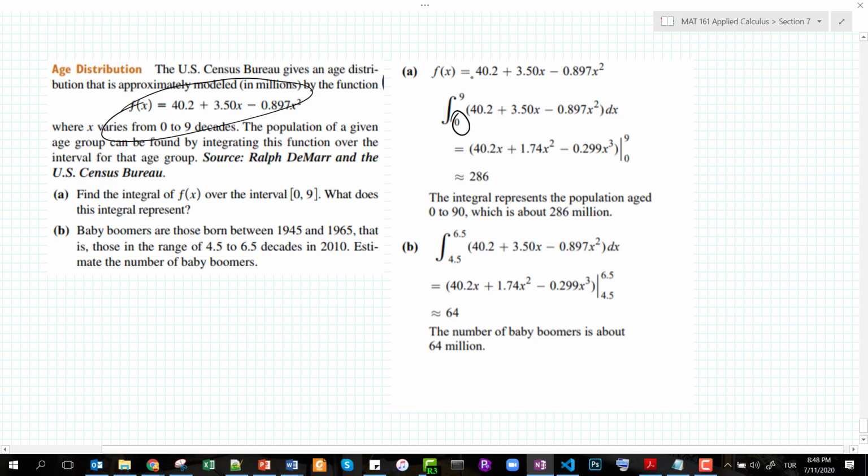In that time, we mean actually from 0 to 9 decades, which corresponds to someone who is 90 years old, sorry. So if you calculate this integral, look at that, that will give you 286 million, which is so correct, right? These days, actually, we have this many people living in the US.